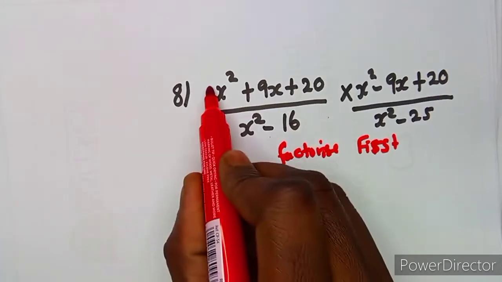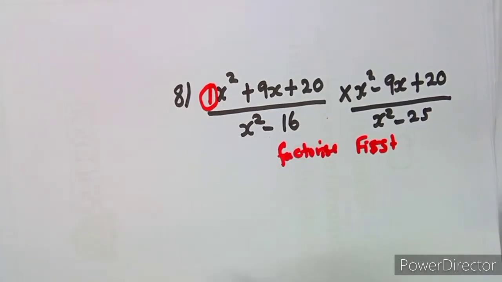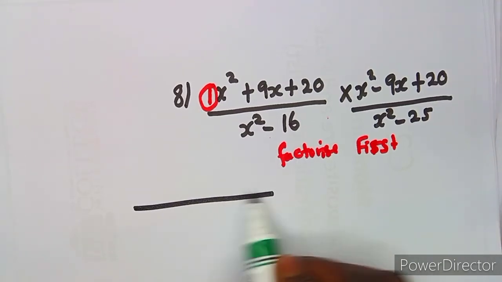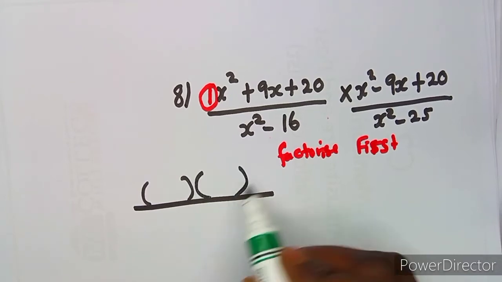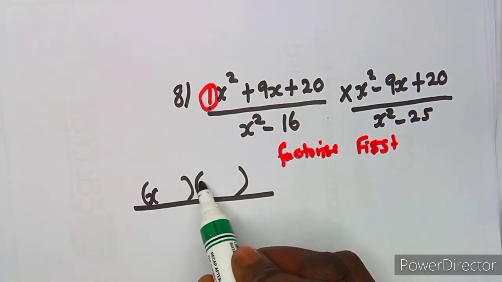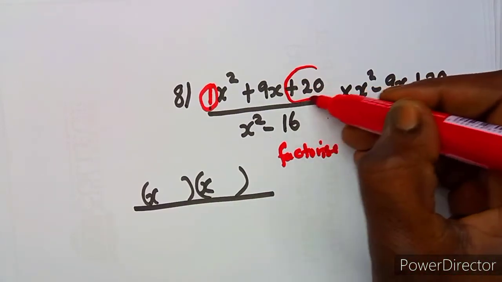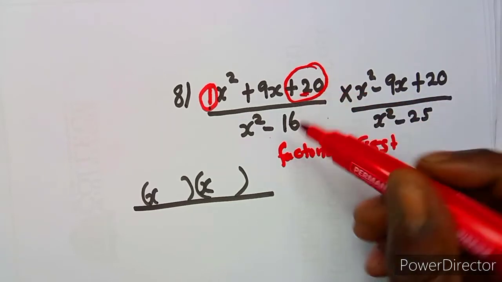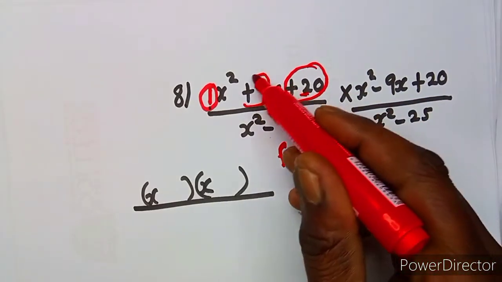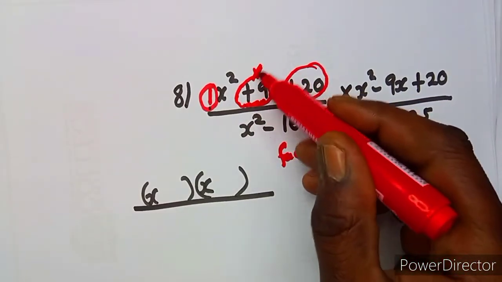Okay, remember the concept, guys. The coefficient of x squared is a 1 there. So this one, you're not going to waste much time. We know that when the coefficient of x squared is a 1, we're just going to have two brackets like this. That's x and x. All right, so what do we have here? Focus on the constant, which is 20 here. What are the factors of 20 that we are going to add to obtain the middle term, which is 9?